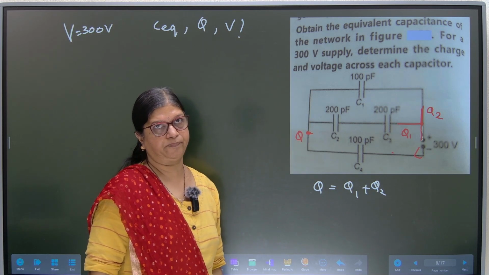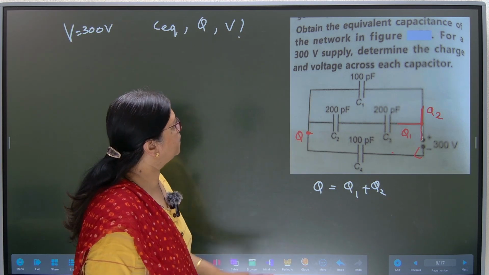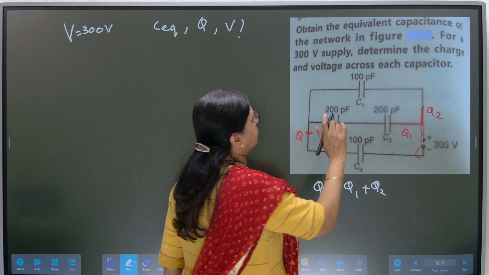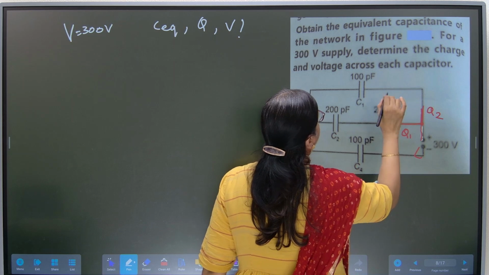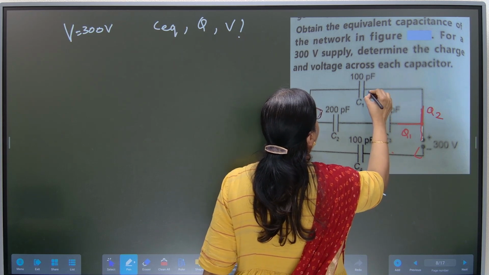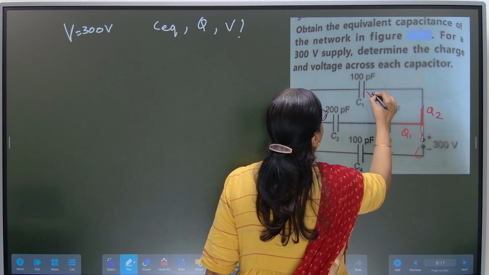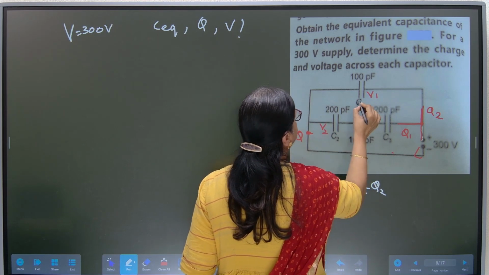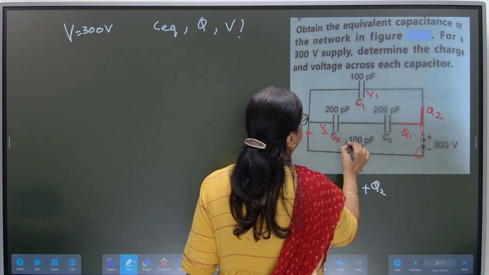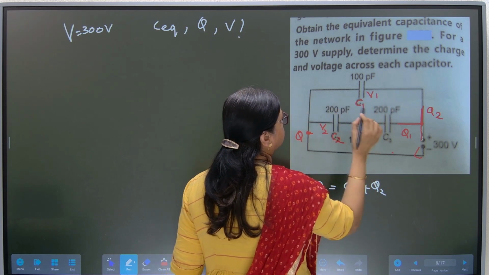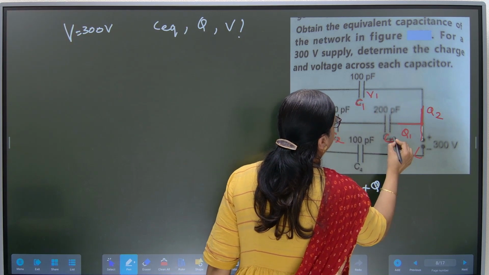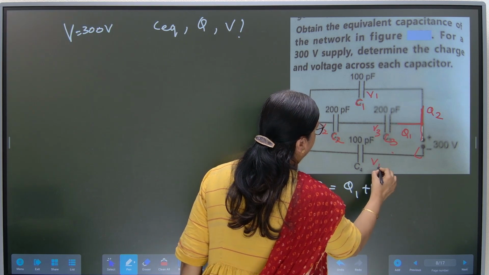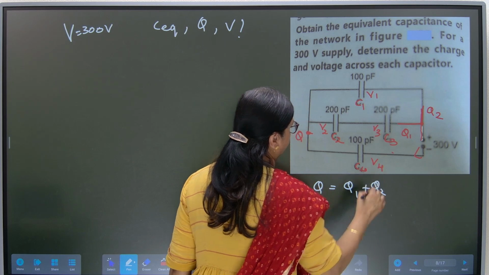of capacitance. Fine? Okay. Then one more thing, they have asked us to find out the potentials also. So let us name the voltage also across each capacitor. So let us name the voltage here as V1. For C2, let it be as V2. This is C1. This is C2. So V1 C1, V2 C2, V3 for C3 and V4 for C4.